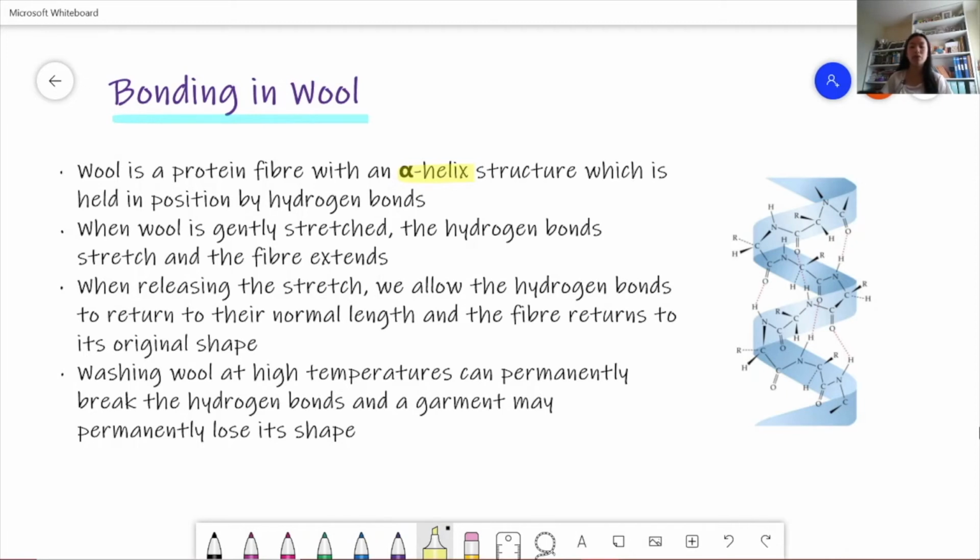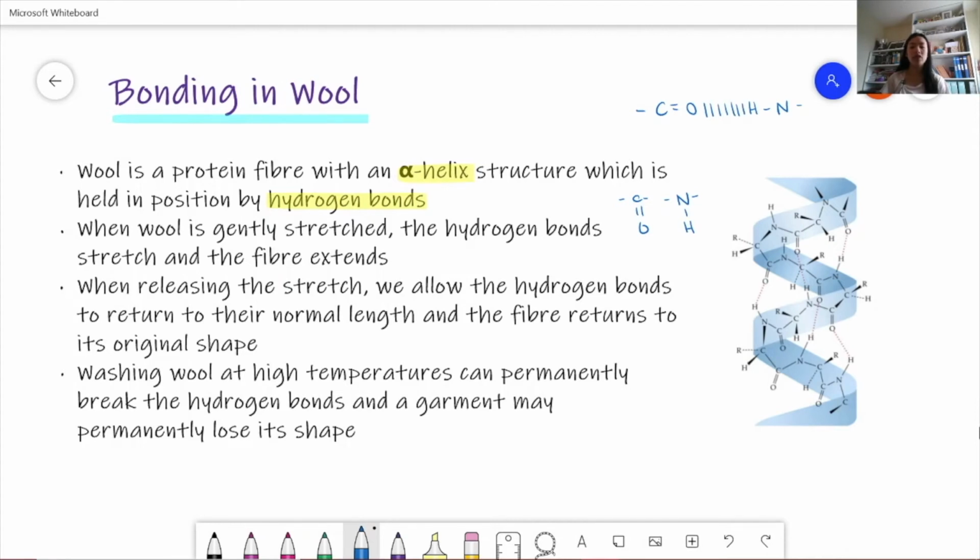The hydrogen bonds occur between this C=O group and the NH group. So we have this C=O and the NH of the amine, and the C=O comes from the carboxylic acid. So what we have is C=O and then NH, and this is attached to other things, and we have a hydrogen bond here.